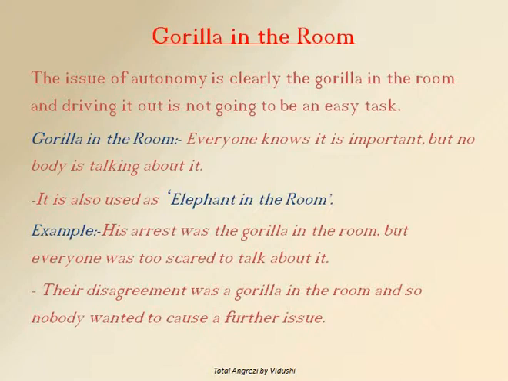Here are two examples. His arrest was the gorilla in the room, but everyone was too scared to talk about it, which means that everyone knew that he was arrested. That was the issue because nobody wanted to talk about it. They were very scared to talk about it. And the second example is their disagreement was a gorilla in the room and so nobody wanted to cause a further issue. Which means that the people around already knew that these two people are enemies or there is an issue going on in between them. And since everybody knew it, that rivalry was the gorilla in the room, but nobody wanted to talk about it because they did not want to make an issue about it.